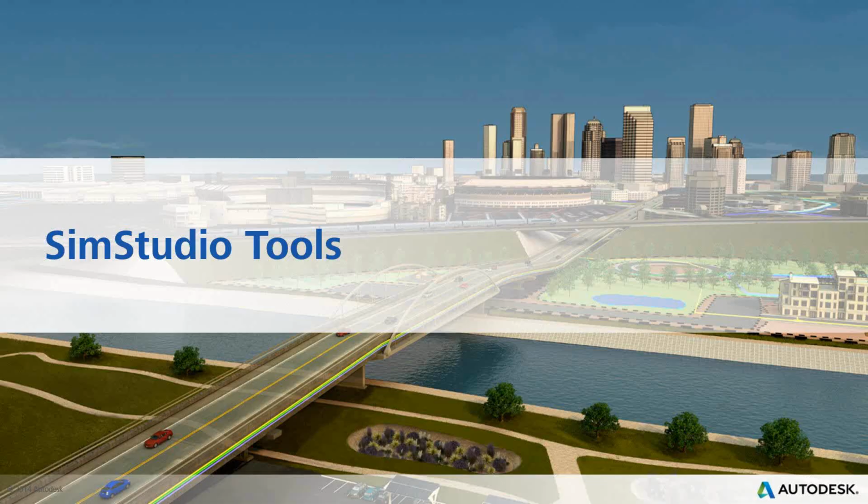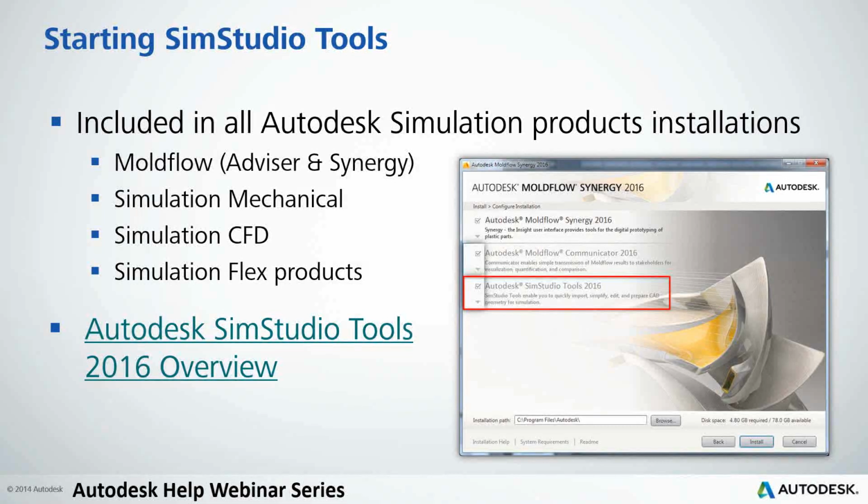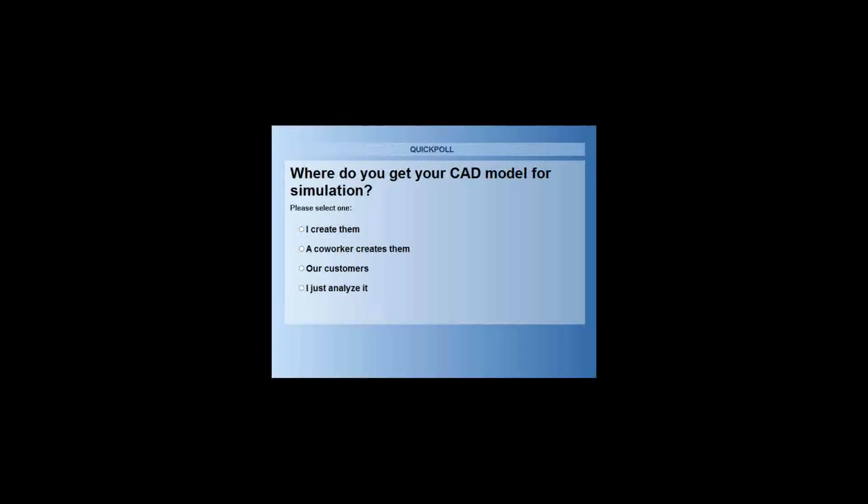Before we get into this, what I'm going to do is launch a poll and see where you get your geometry from. You can either get it from a coworker, or other customers send it to you and you just work with analyzing it, or you're just really not sure where it comes from, so just put down, I just analyze it.